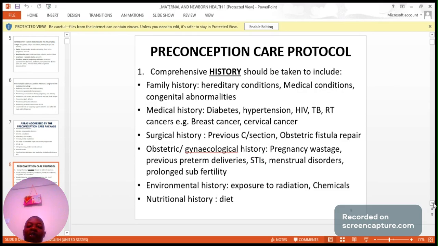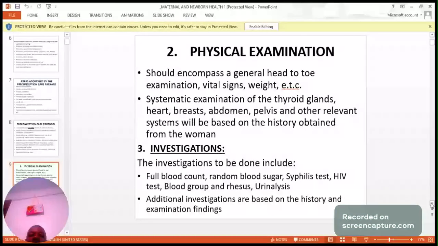Environmental history, such as exposure to radiation. If this woman is working in a field where there are radiations or chemicals, like in a lead factory, it can be lead or radium. All these chemicals can contribute to congenital malformation in the baby or acquired conditions, or endanger the mother's health. Nutritional history, like diet, is also a key thing, because of overeating and undereating. So that's also another area. Let's start one by one.